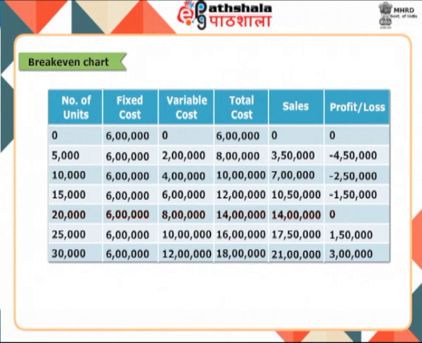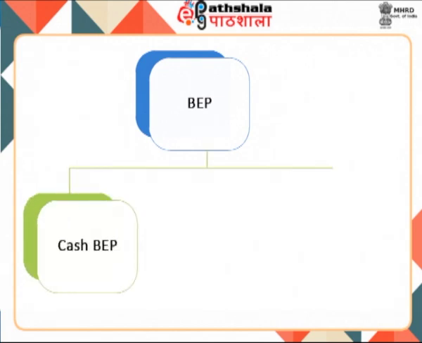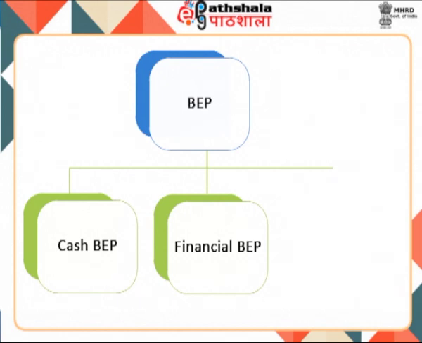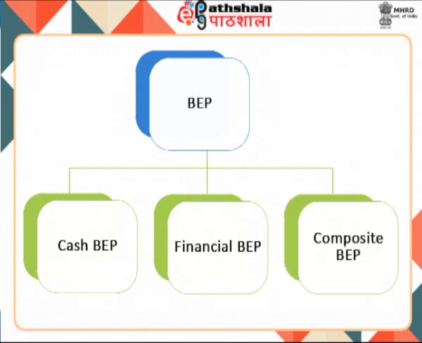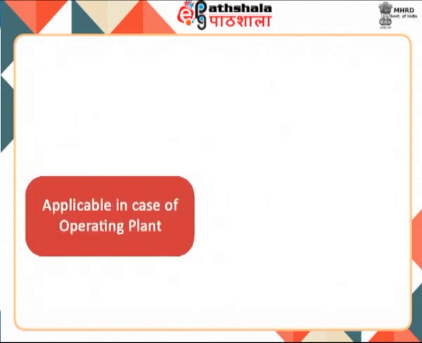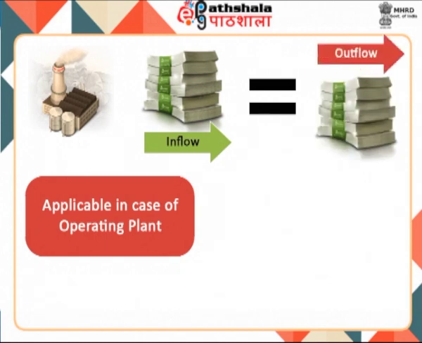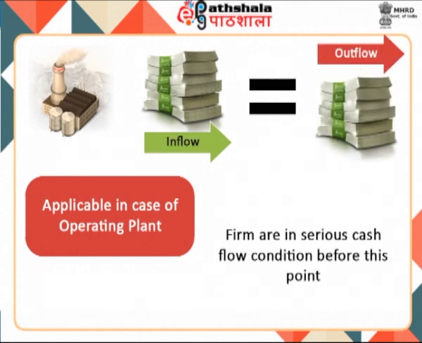From the figures so arrived, break-even points are of three types, that is, cash break-even point, financial break-even point, and the composite break-even point. Cash break-even point is applicable in the case of an operating plant. It is that level of sales where total cash inflows are just equal to total cash cost. Firms are in a serious cash flow condition before this point.